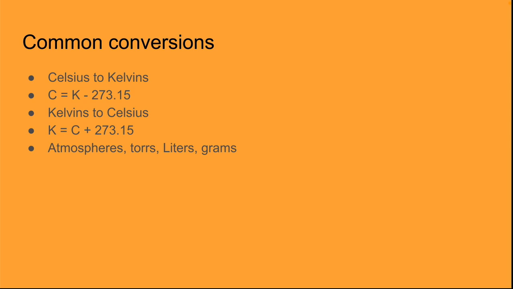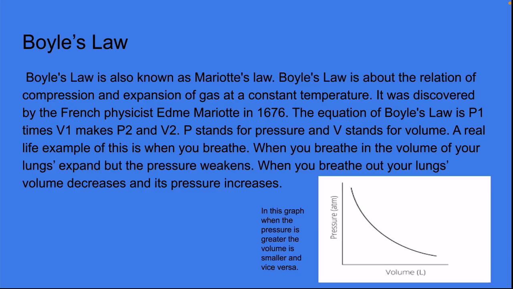The common measurements we'll be using are Kelvin, Celsius, atmospheres, torrs, liters, and grams. The first law is Boyle's law, which is also known as Mariotte's law. Boyle's law is about the relation of compression and expansion of gas at a constant temperature. It was discovered by the French physicist Edme Mariotte in 1676.